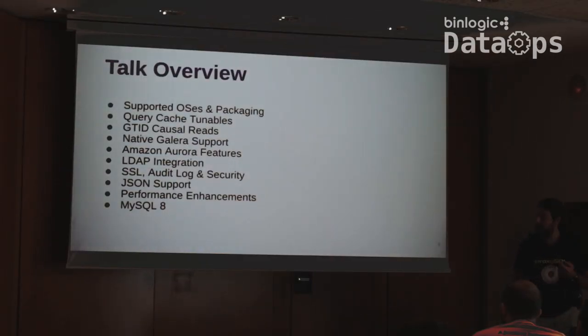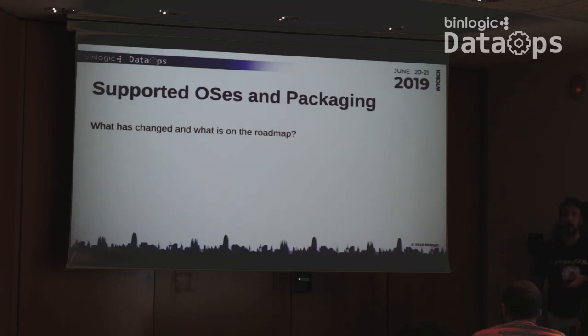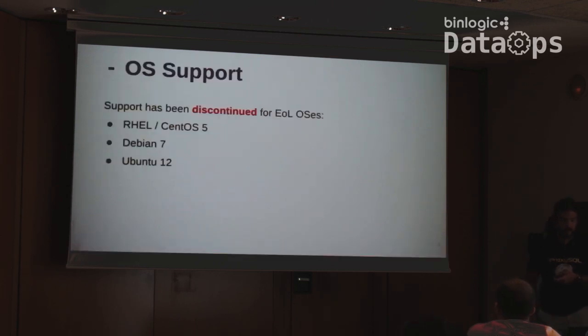Okay, so the first topic is which OS we support and how the packaging has changed. First of all, we discontinued the support for Red Hat and CentOS 5, and the same for Debian 7 and Ubuntu 12. The reason we discontinued that is that the code we are running there doesn't compile anymore, because we're using a new dialect that won't compile there. Instead, we have introduced support for Ubuntu 18 and Fedora 27 and 28.